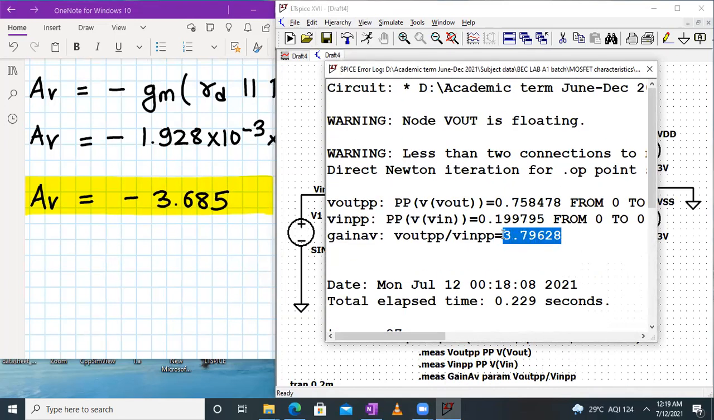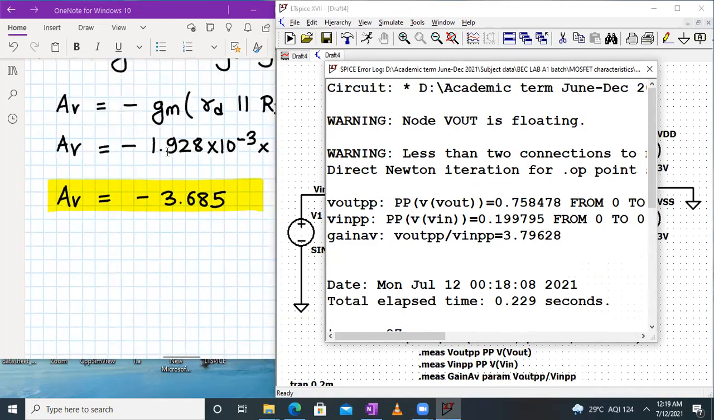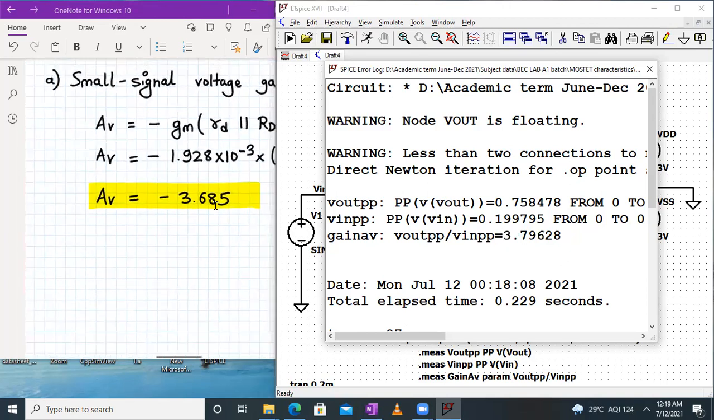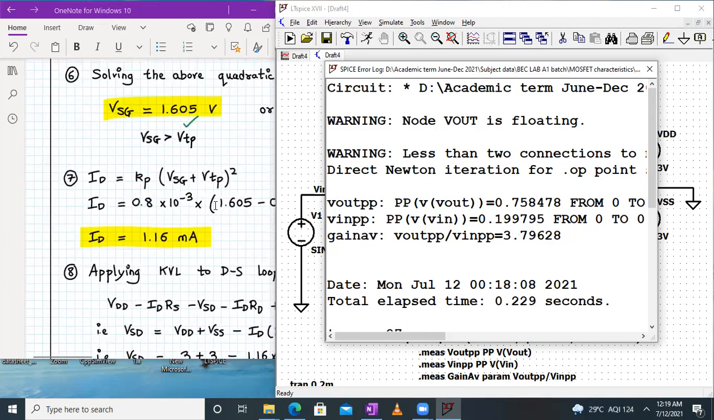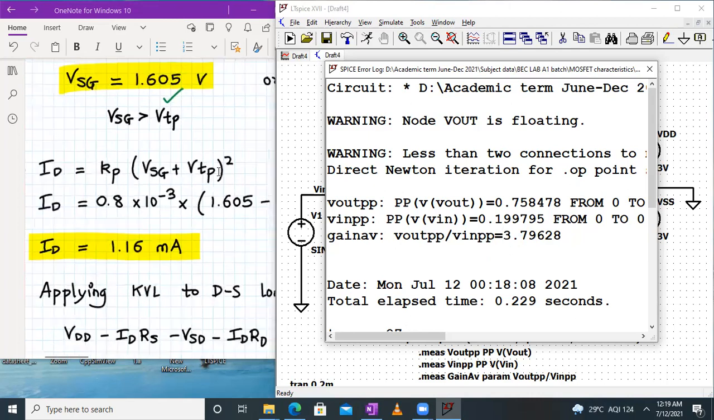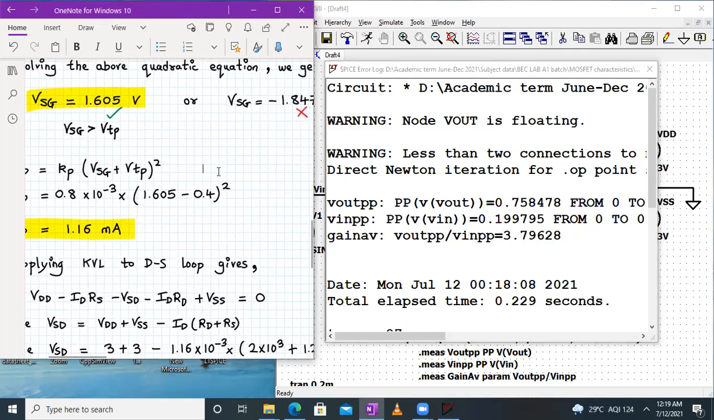As I have already predicted, the gain will be slightly different, because the GM in the simulation was 1.98, so definitely there will be a slight deviation here. The AV value is 3.79 and we are getting around 3.68. Why is this difference coming again? In the drain current formula, we have to add the term 1 plus lambda VDS. Then all the calculations will come out absolutely correctly.